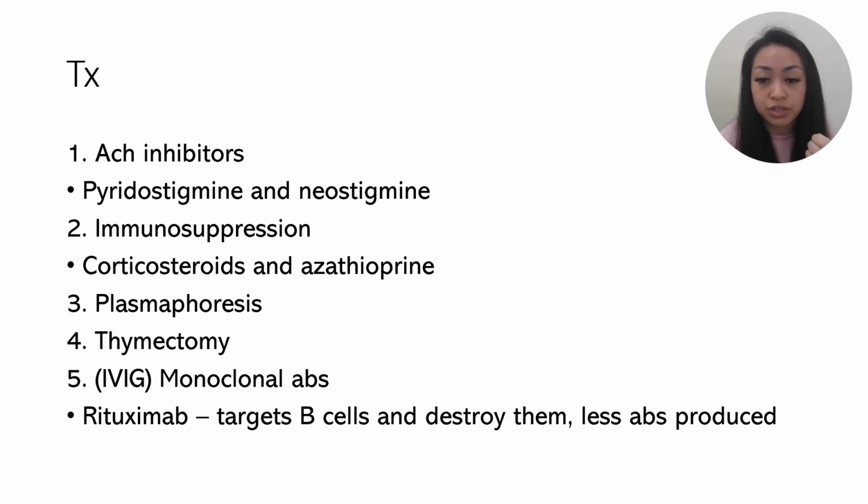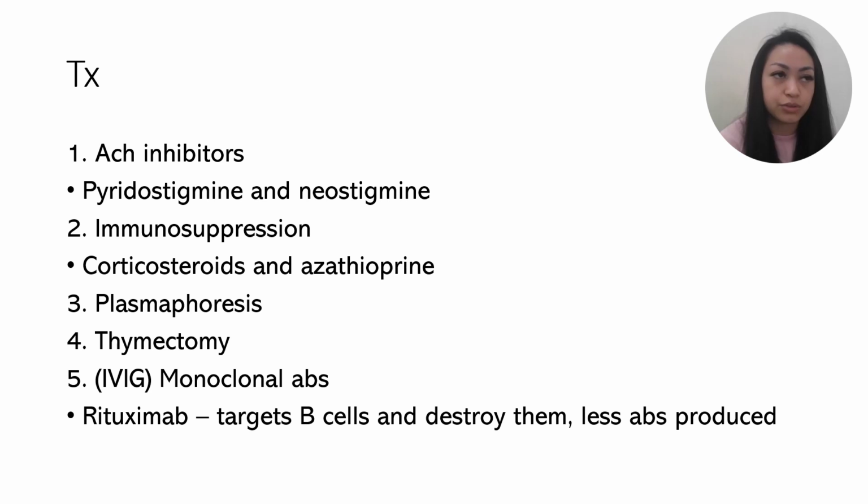So we can use corticosteroids. These are great anti-inflammatories because remember, myasthenia gravis is an autoimmune condition. So if we calm the immune system down, we might reduce the damage to the acetylcholine receptors. We can also use immunosuppressants like azathioprine. Azathioprine is an immunosuppressant. Corticosteroids are anti-inflammatories.